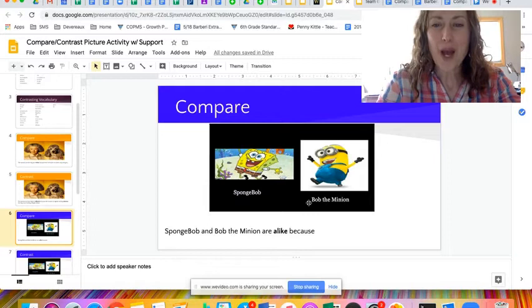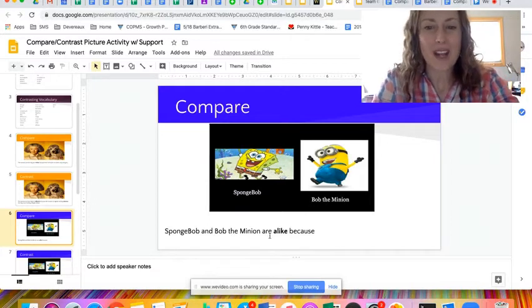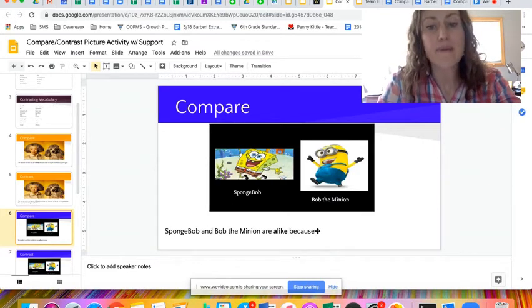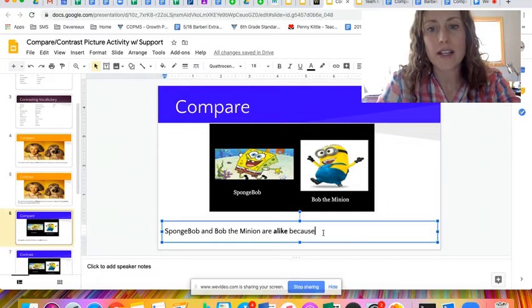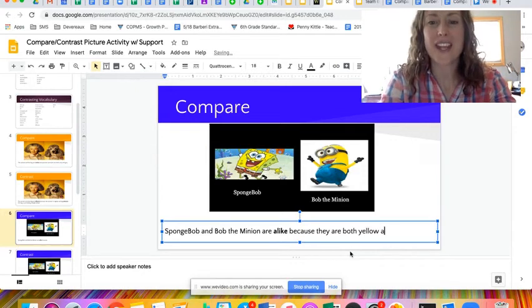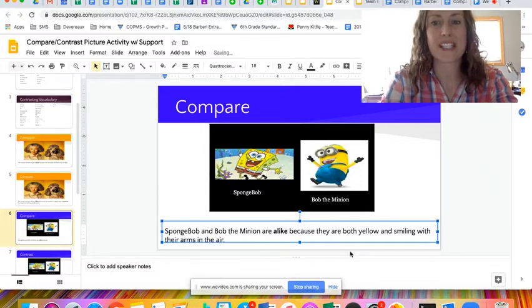All right, let's look at the next two. We have SpongeBob here and Bob the Minion. All right, so already the sentence is started for us. SpongeBob and Bob the Minion are alike because, see, they're both yellow, they're both smiling. We could list a few things to really be comprehensive here. They are both yellow and smiling with their arms in the air.